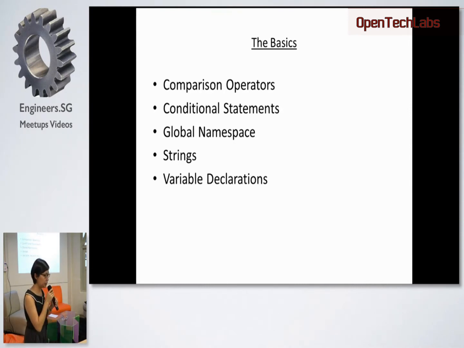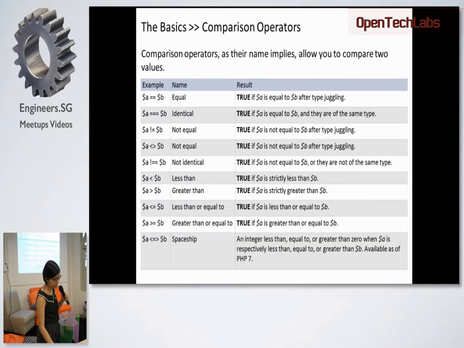In relation to that, let me discuss the different kinds of comparison operators, which is commonly where developers find fault, because PHP has a different way of handling variables. You don't need to explicitly define them. PHP will just intelligently detect what they are. Along with that, I'll be talking about conditional statements, global namespace strings, and variable declarations.